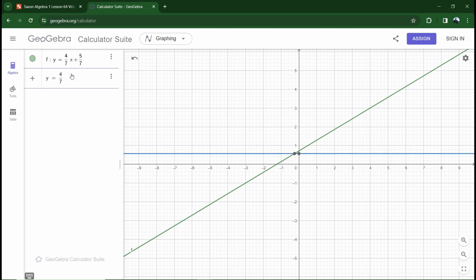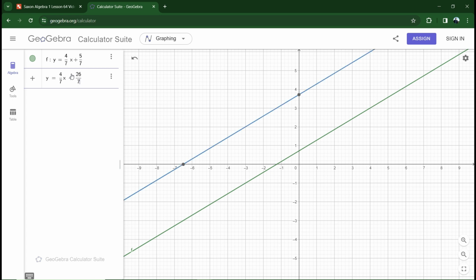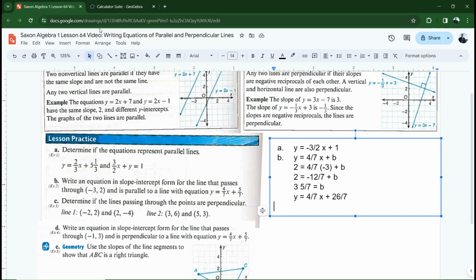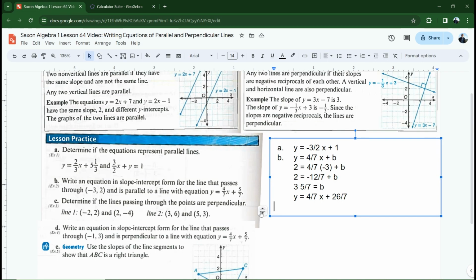Now let's just make sure this passes through the point that it was supposed to. This says it has to pass through (-3, 2). Well, would you look at that? (-3, 2) is a point on this line. It's parallel to the other line. Oh, I did it.